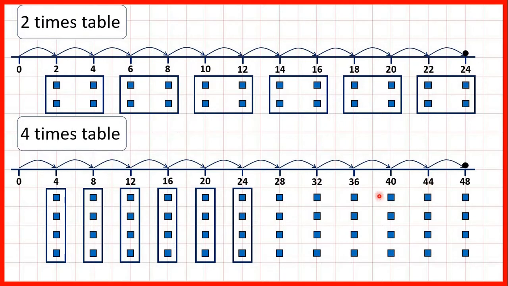Notice with the 4 times table, numbers always end in 2, 4, 6, 8 or 0. So numbers in the 4 times table or multiples of 4 are always even numbers, and any even number is always in the 2 times table. Any even number is a multiple of 2.